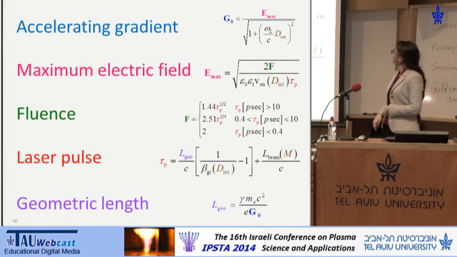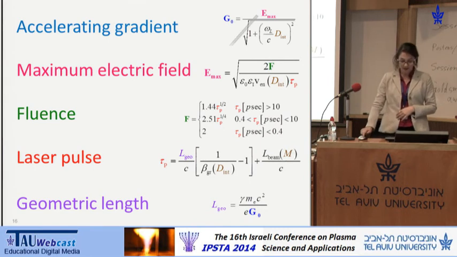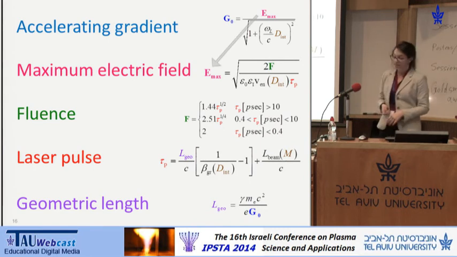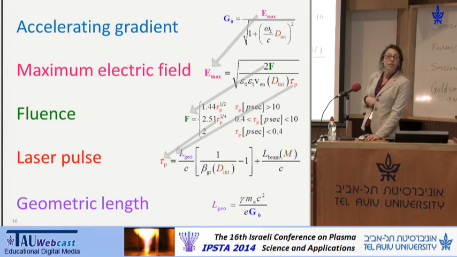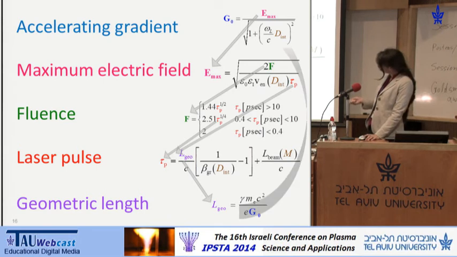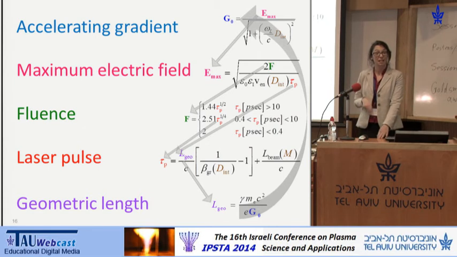So at this point we're done, and we notice that the accelerating gradient depends on the maximum electric field, which in turn depends on the fluence. Both the fluence and the maximum electric field depend on the pulse duration, which in turn is determined by the geometric length. And this again depends on the accelerating gradient itself.